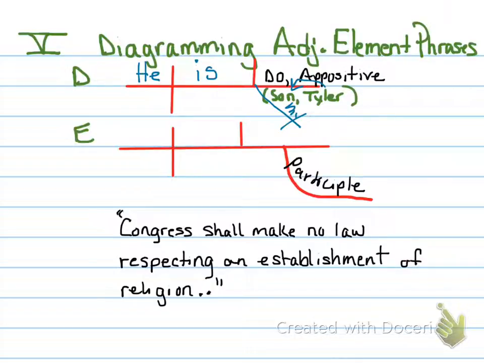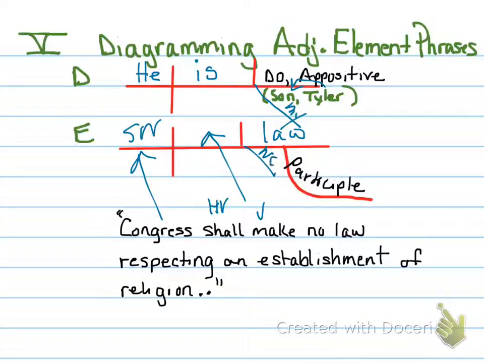Participles can be an adjective element too, and I won't talk too much about this, but the example here would be: Congress, which is our subject noun, shall make, which is the helping verb and verb, which would go here. They shall make what? Laws. And no laws, thank you very much. And what kind of laws are they talking about? Those that are respecting an establishment of religion. So respecting is describing the kind of law.